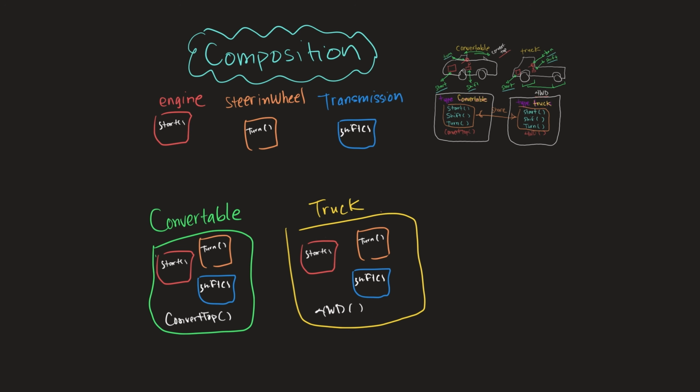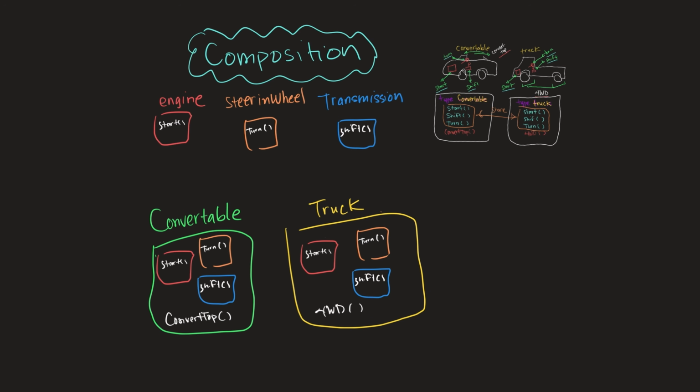And this is very powerful because as you can see, we were able to reduce code duplication while at the same time completely decoupling our components, right? So the transmission functionality is encapsulated within its component, the steering wheel functionality is encapsulated within its component, and the engine functionality is encapsulated within its component. So from the perspective of truck or convertible, we don't necessarily need to focus on the functionality of these individual components. We just need to focus on our individual or specific functionality. For example, for truck, it's four-wheel drive.